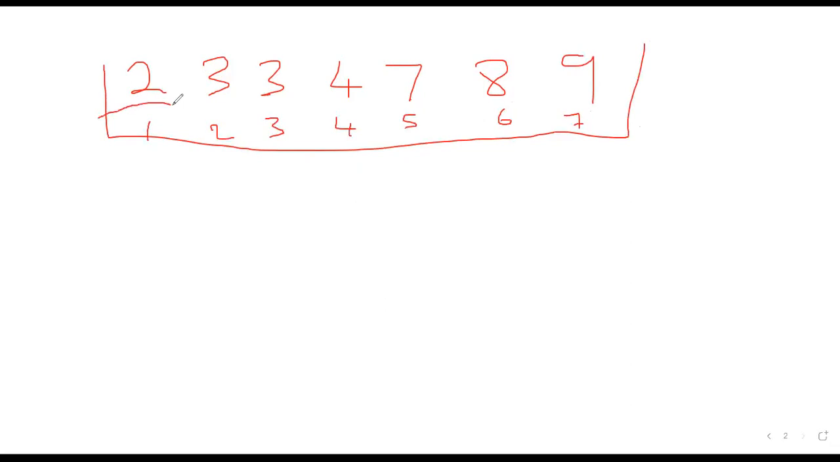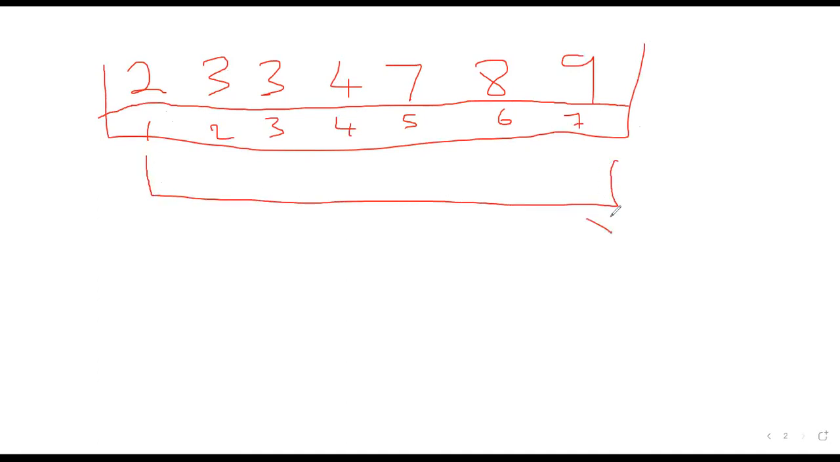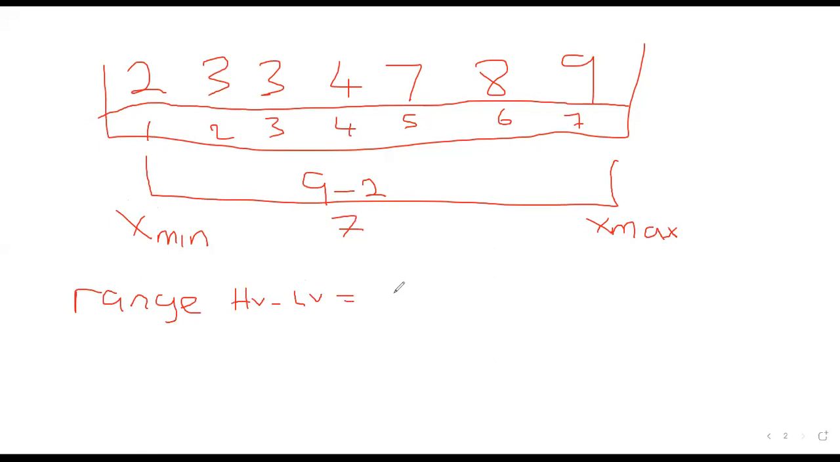So for ungrouped data, we need to understand the key parameters. There's what we call the range. The range is simply the difference between the highest number, which is x max, and the smallest number, which is x min. So 9 minus 2, our range is 7. When we divide this range by 2, we call it the mid-range. So the range is the difference between the highest value and the lowest value, 9 minus 2, which is equal to 7.